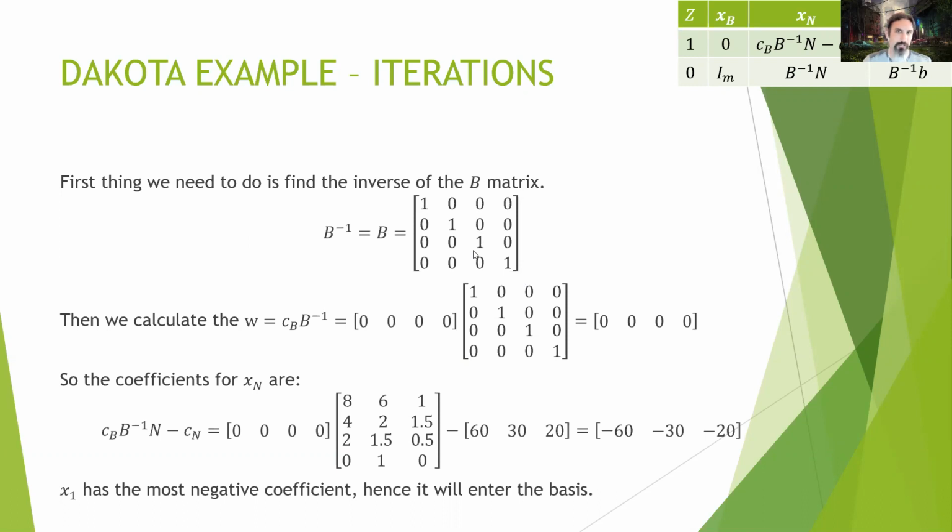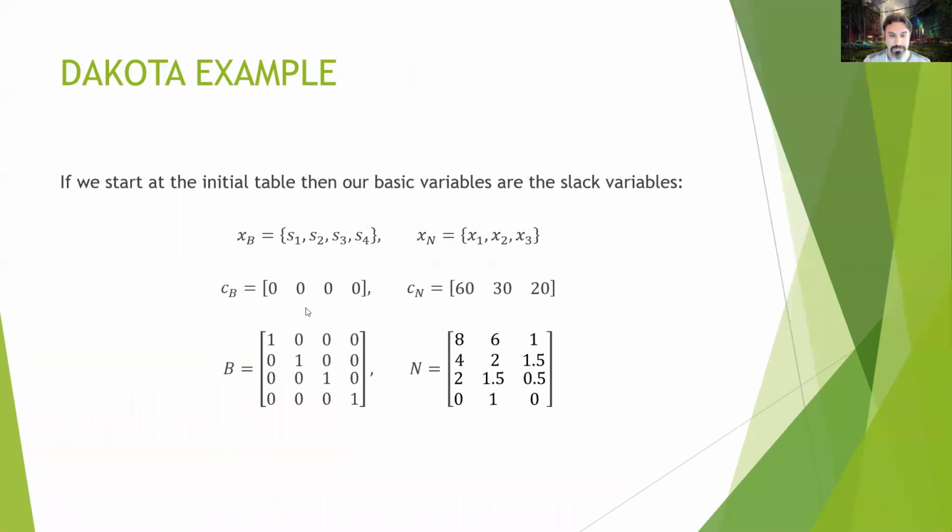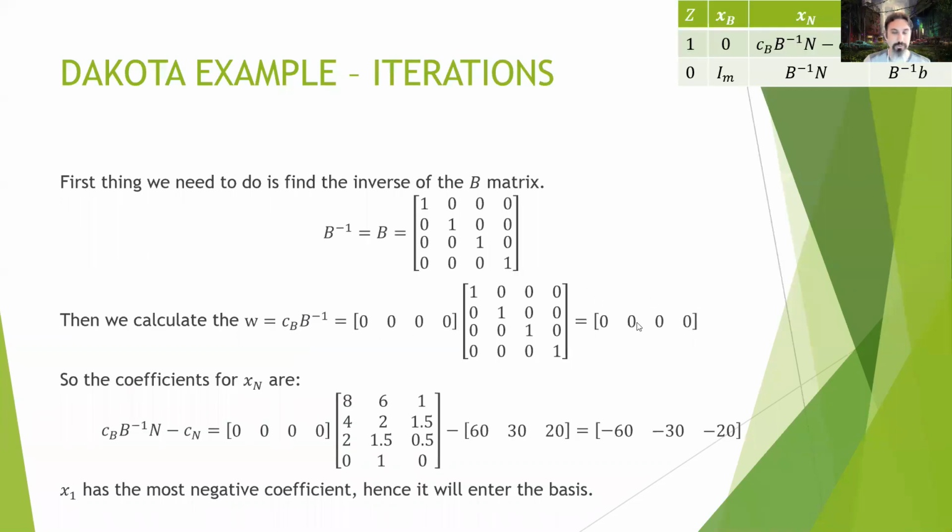So we can have the identity matrix with us. And now we will use a new vector, which is going to be W, and we will say that CB multiplied by B inverse is going to be W. And we already know that CB, the basic variable coefficients for the objective function, are all 0. So it's going to be all 0 as well. And now we have this part.